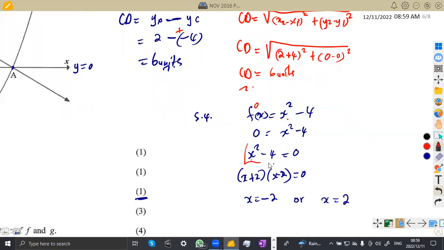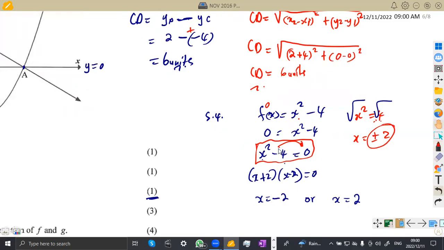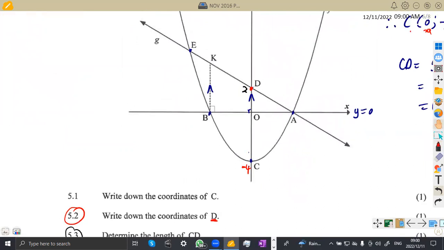Or from this stage, you can work this way. X squared, you transpose 4 to the other side, negative 4, it is going to be a positive. So to remove the square, you introduce the square root both sides. So x is going to be equal to the square root of 4, which is plus or minus 2. So as you can see, we are obtaining the same answers. So our solutions are minus 2 and plus 2. So definitely B is going to be minus 2 because it's on the left side of 0, and A is going to be plus 2 because it's on the right side.